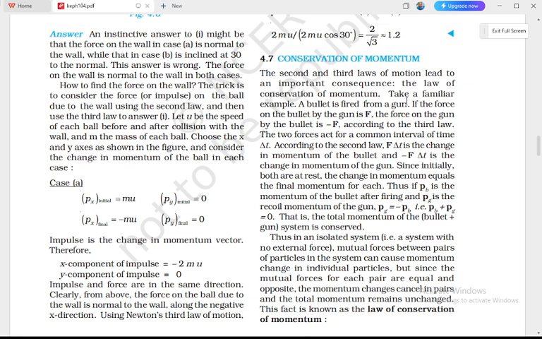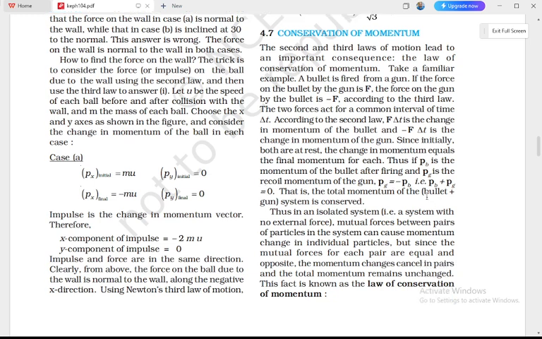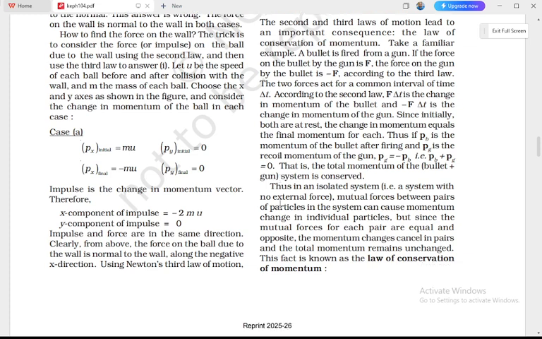The two forces act for a common interval of time delta t. According to the second law, F delta t is the change in momentum of the bullet and minus F delta t is the change in momentum of the gun. Since initially both are at rest, the change in momentum equals the final momentum for each. Thus, if Pb is the momentum of the bullet after firing and Pg is the recoil momentum of the gun, Pg equals minus Pb, that is Pb plus Pg equals 0.